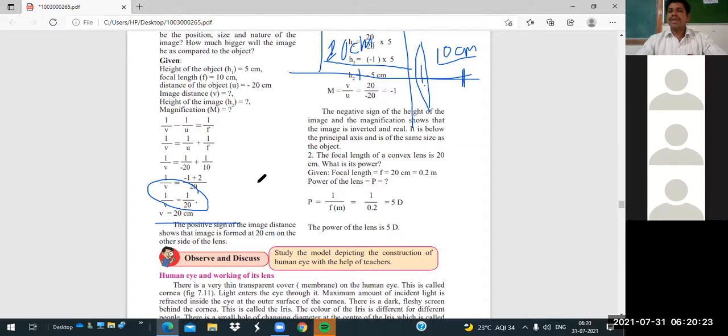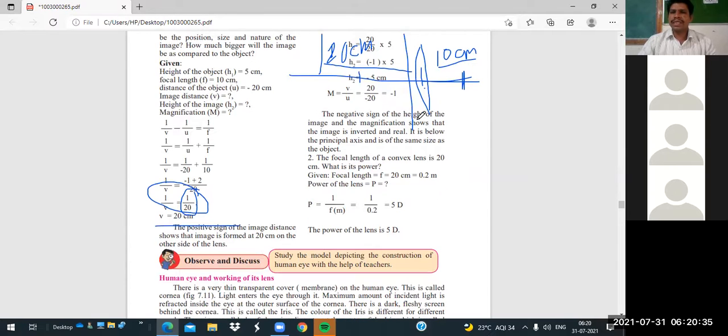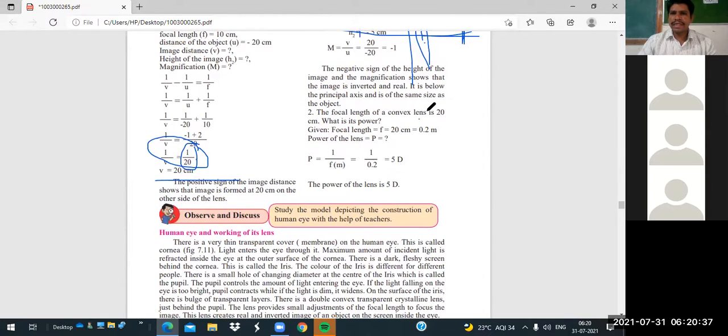But we have to find the value of v. What is v? V means the distance of the image, and that we have to take as 20 centimeter, because here also this is the inverse, and this is also inverse. So due to that reason, directly we can consider v equal to 20 centimeter. Getting it? Yes or no?